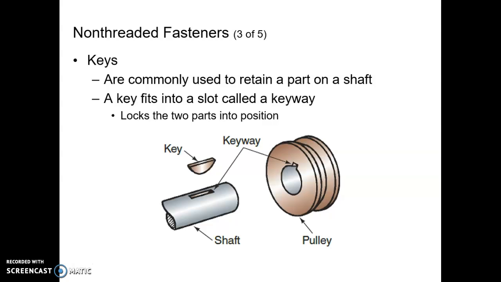Keys or cotter keys are a way that we can lock a pulley on a shaft. There's actually a cut in the shaft. The key fits into that, protrudes above the shaft. Then there's a keyway in the pulley that lines up with the key, and that's what we use to turn the pulley. Many cars use that on a crankshaft and pulley as the main drive pulley.